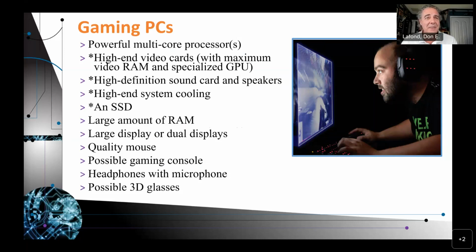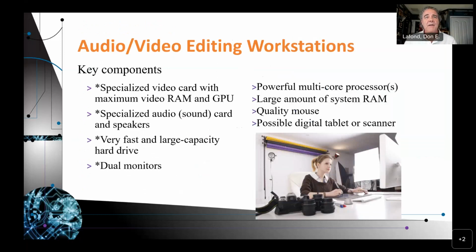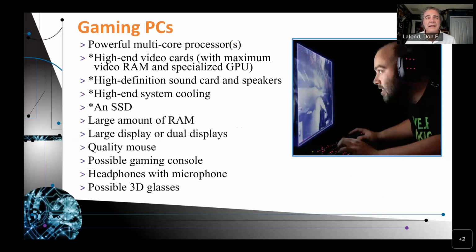Anyways, a large display or dual displays, quality mouse, possible gaming console if you're playing an Xbox or PlayStation type game. Headphones with the microphone so you don't keep your spouse awake or your girlfriend or your parents awake when you're gaming at 3 o'clock in the morning, and maybe some 3D glasses or a headset, right? Those are all found on a gaming PC. Again, specifically for a gaming PC, it's a high-end video card with maximum video RAM, high-definition sound, high-end system cooling, and an SSD.